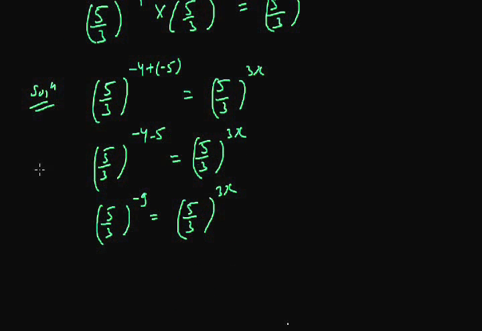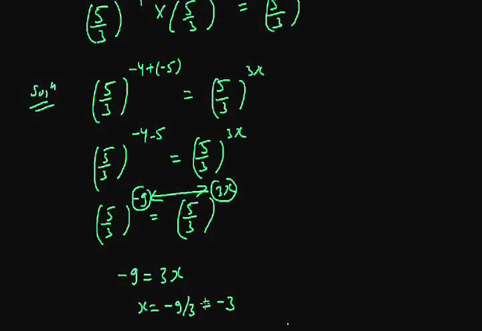So here on both the sides we have the same base, that is 5/3. So their powers must be equal. So minus 9 is equal to 3x. So x equals minus 9 divided by 3, which gives you minus 3. So our answer is: x is equal to minus 3.